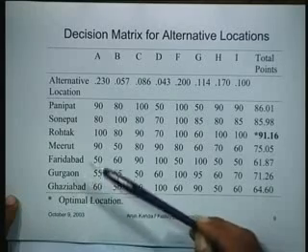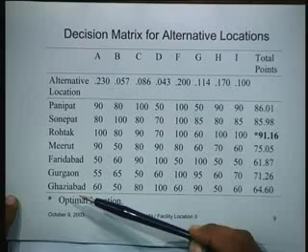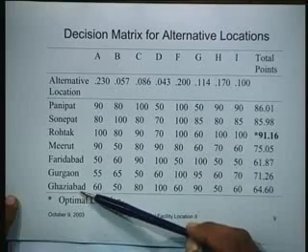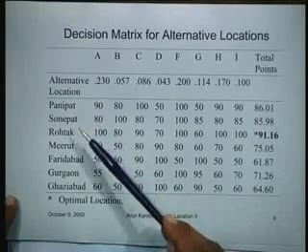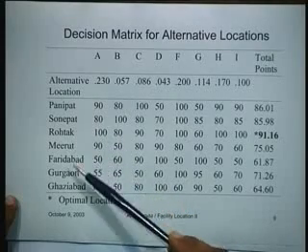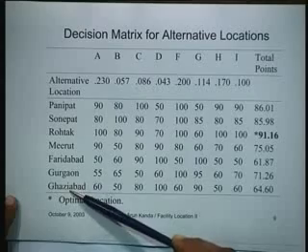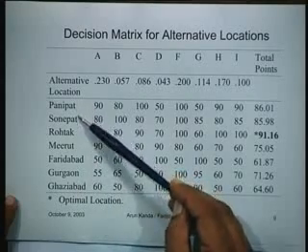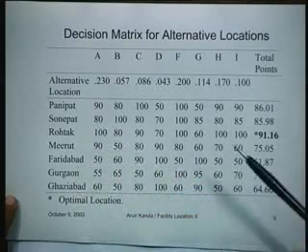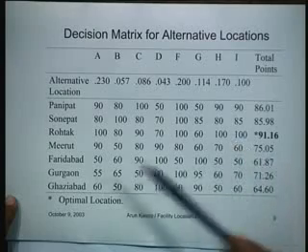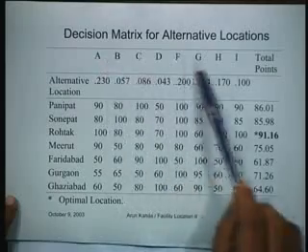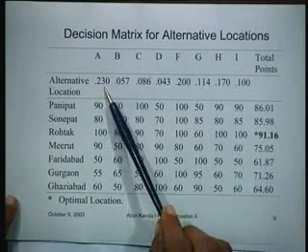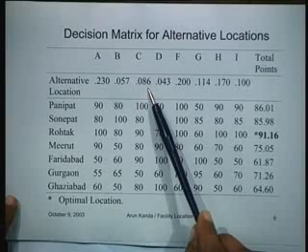So the major industrial districts in the north were considered, and these districts were Panipat, Sonipat, Rohtak, Meerut, Faridabad, Gurgaon and Ghaziabad. These were the tentative locations possible for setting up the plant. And now we have these objectives, and these are the weightages we have just determined from the pairwise comparisons.